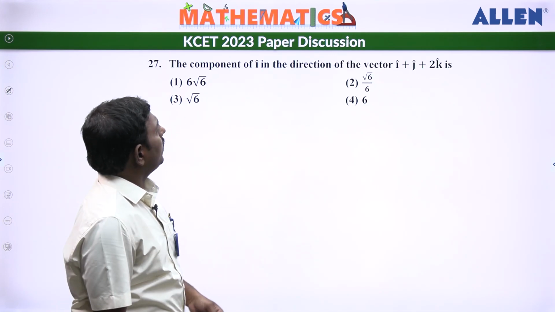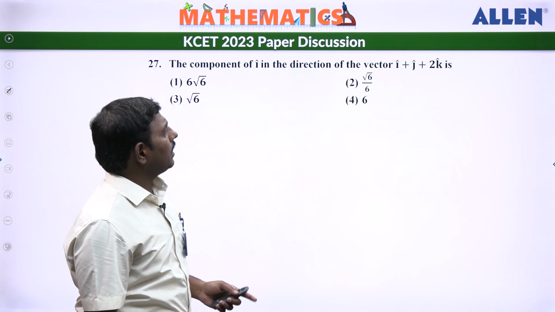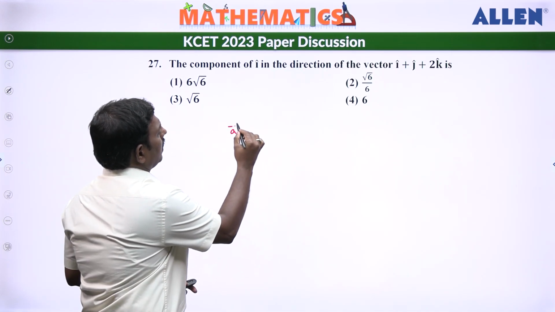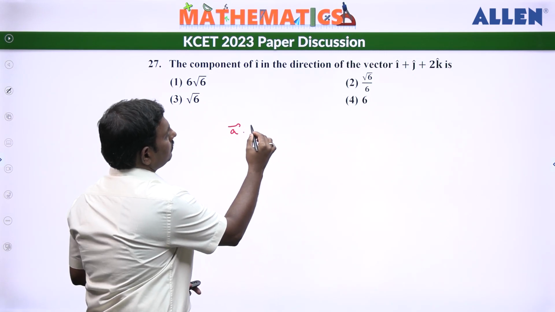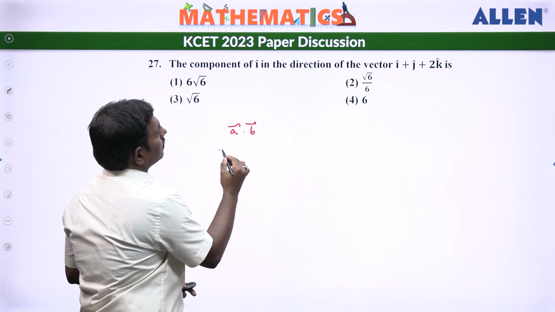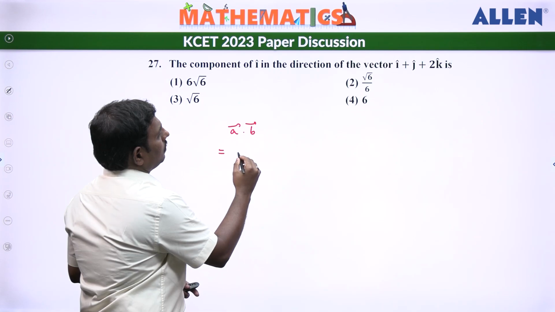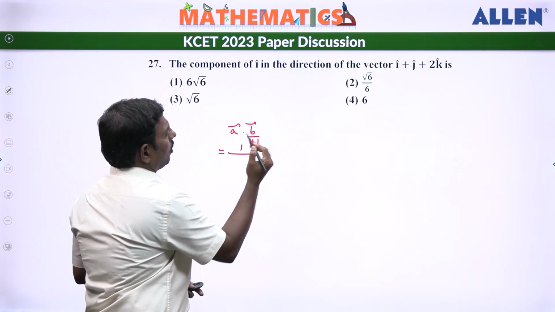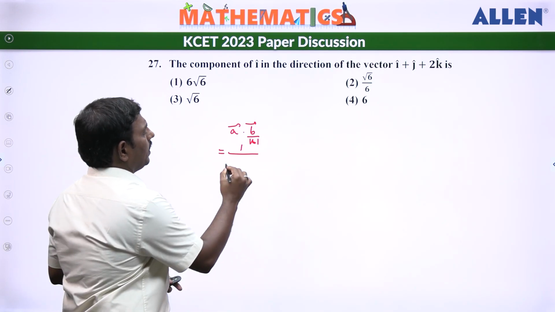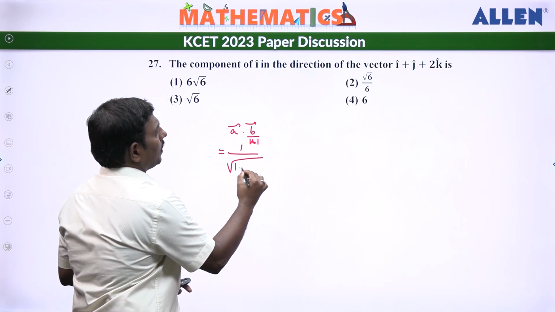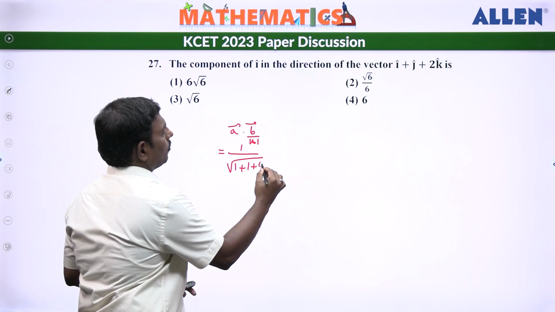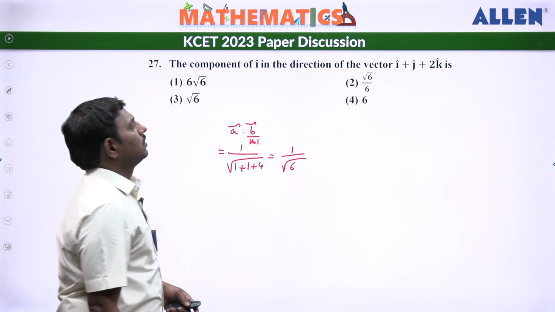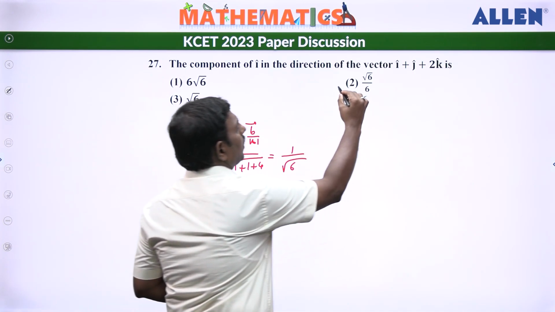Next, question number 27. The component of i in the direction of the vector i plus j plus 2k. So that is a bar dot b bar by mod b, which is 1 by mod b, and the modulus of b is root over 1 plus 1 plus 4. So which is 1 by root 6. So 1 by root 6 is option number 2.